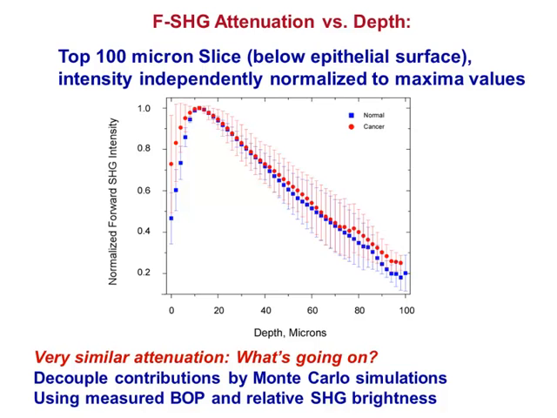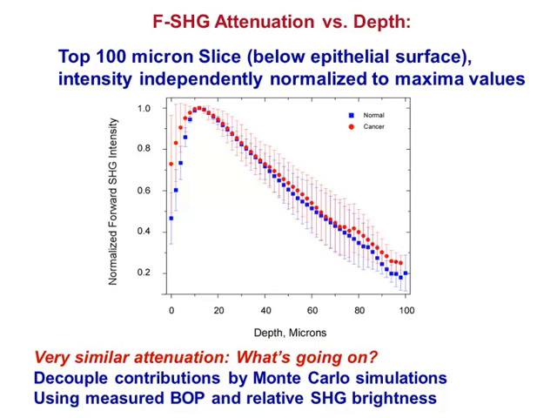So here's the normal in blue, the cancer in red, and they are exactly the same. So we just decided to go back and also try to simulate this and figure out why they were the same. Now this response is actually a complicated response because we have to do this relative between tissues to scale. So these are all normalized.